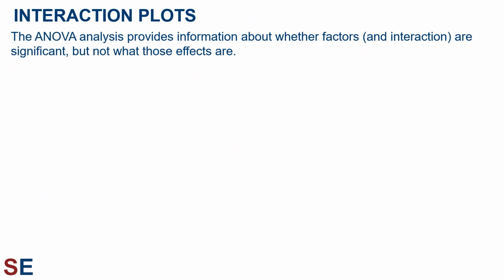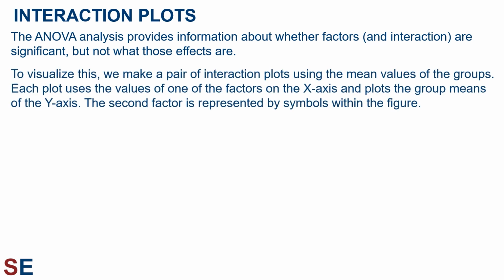The ANOVA analysis provides information about whether factors, and the interaction between them, are significant, but not what those effects are. Do the means get larger as a factor changes, or smaller, or up and then down? Do the two factors act synergistically, or does one temper the effect of the other? To visualize this, we make a pair of interaction plots using the mean values of the groups. Each plot uses the values of one of the factors on the x-axis and plots the group means on the y-axis. The second factor is represented by symbols within the figure.